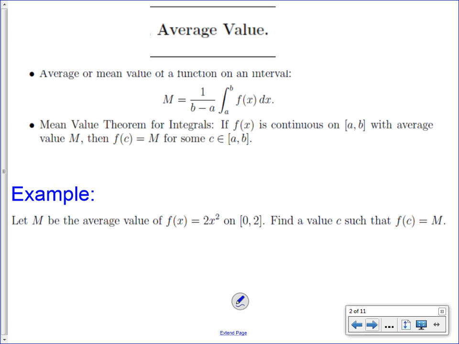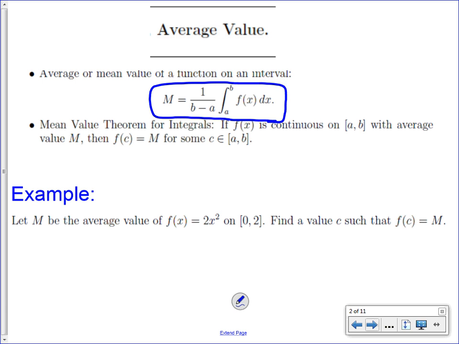Moving on. All right, the next application is called the average or mean value of a function on an interval. And so remember, that is where you put 1 over b minus a in front of the definite integral. Okay. This also leads to what is called the mean value theorem for integrals, which says if f of x is continuous on a closed interval from a to b with average value m, then f of c is equal to m for some c in the interval.